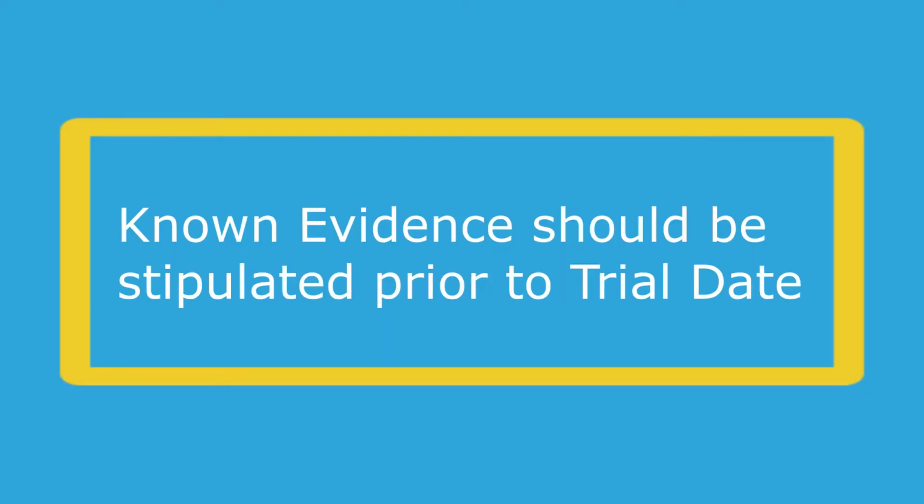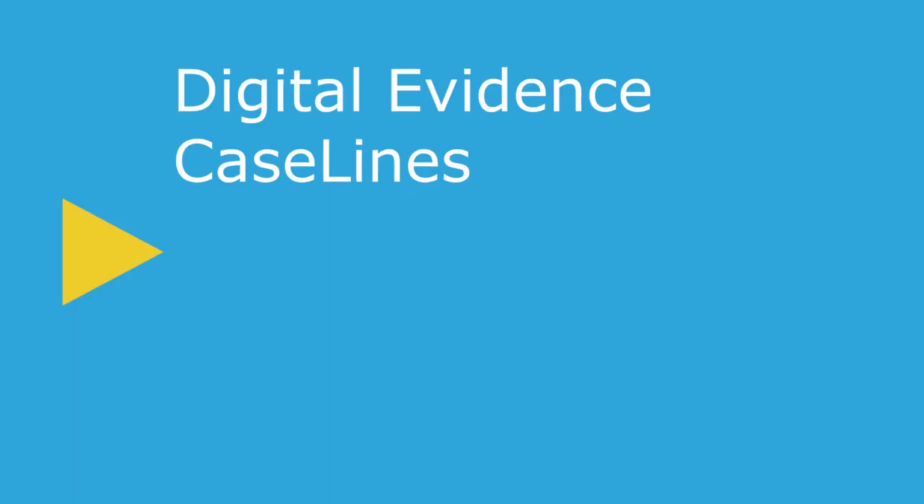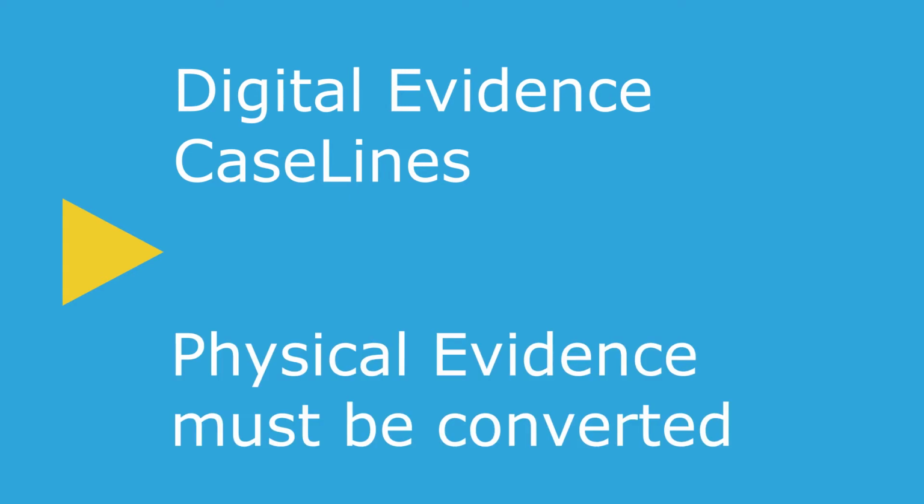Known evidence is to be stipulated to admission prior to a trial. All evidence is to be submitted digitally into CaseLines and marked by the clerk. Any physical evidence the attorney wished to display during the hearing must be converted to a digital format using a video or photograph.